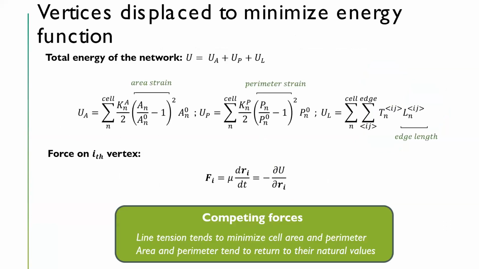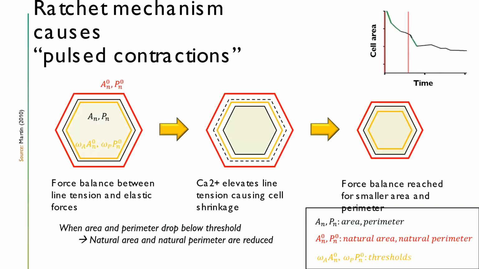Then the vertices are displaced to minimize the energy function that you have. So you have the three components: the area elastic potential energy, the perimeter elastic potential energy, and the line energies. All three combined give you the total energy of the network, the total energy of the tissue. Using that, you can find the force on each of the vertices, and that gives you the equations of motion for the vertices. As I said before, the line tension tends to minimize the cell area and perimeter, and the area and perimeter tend to return to their natural values.